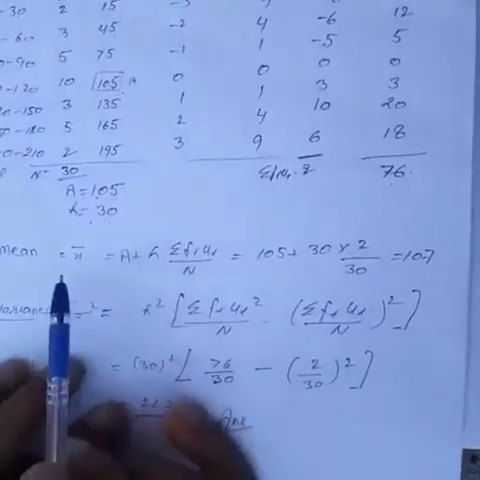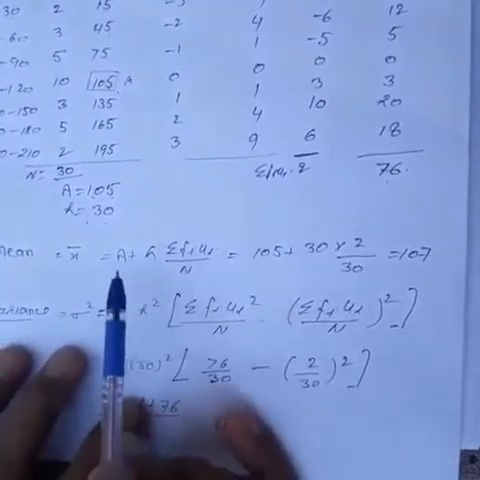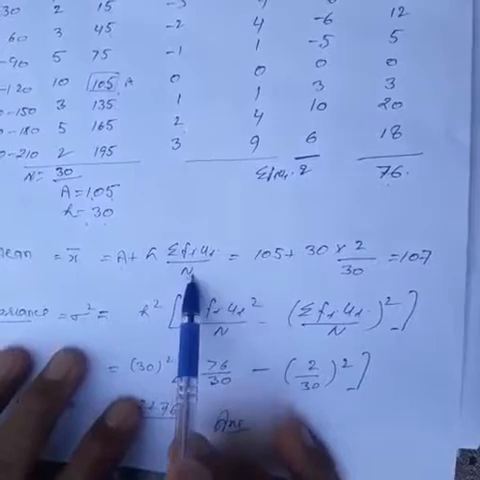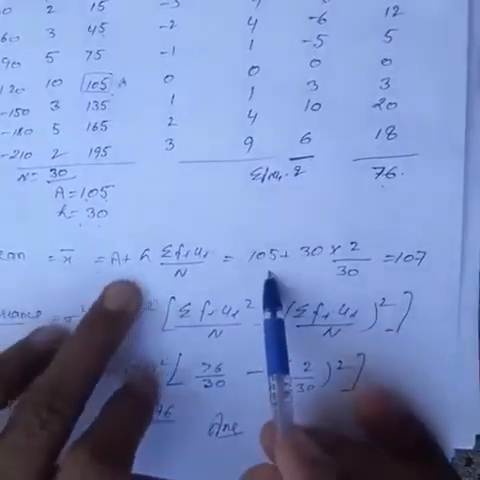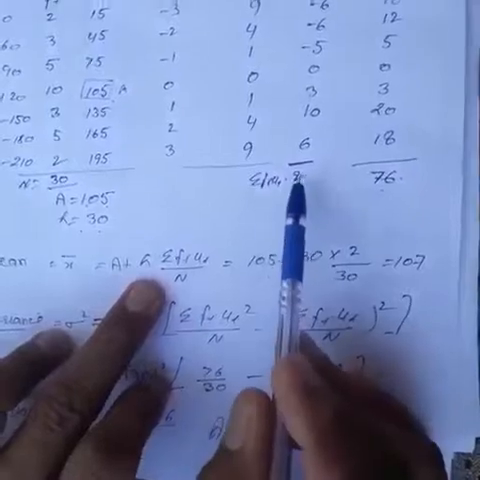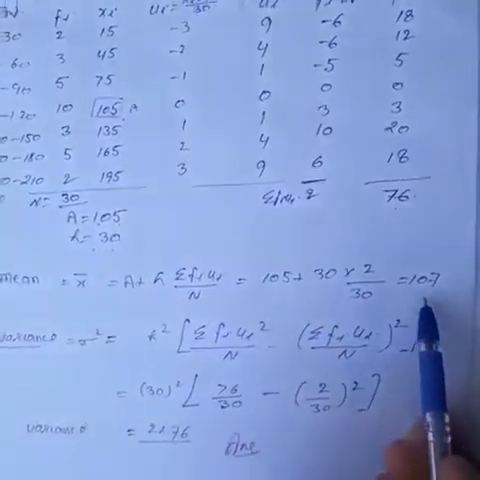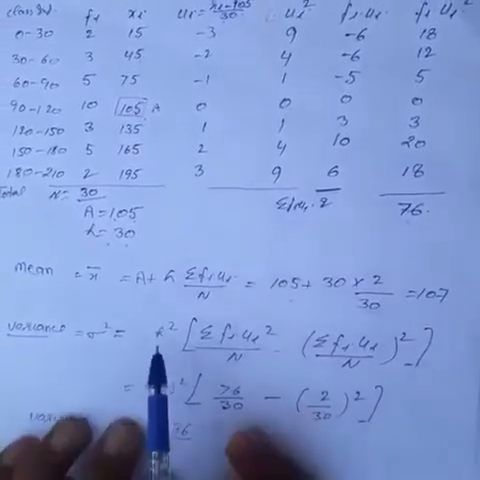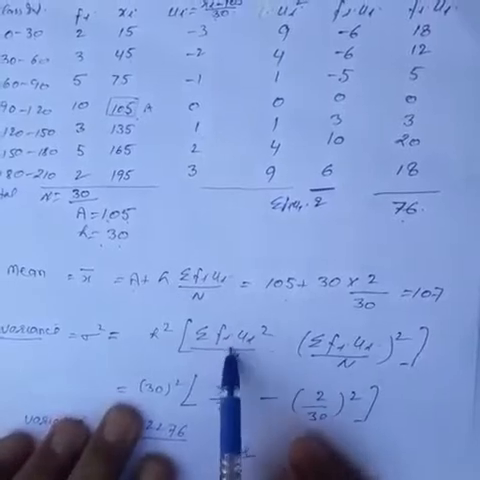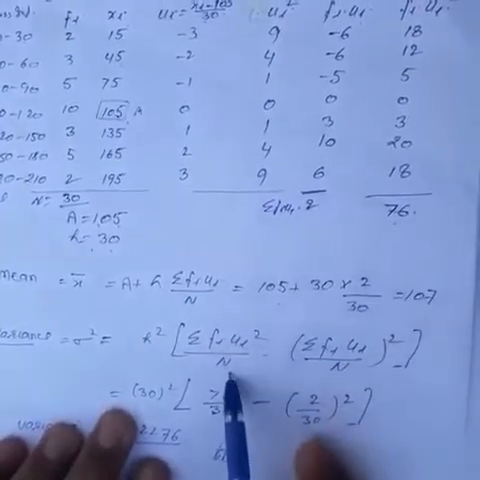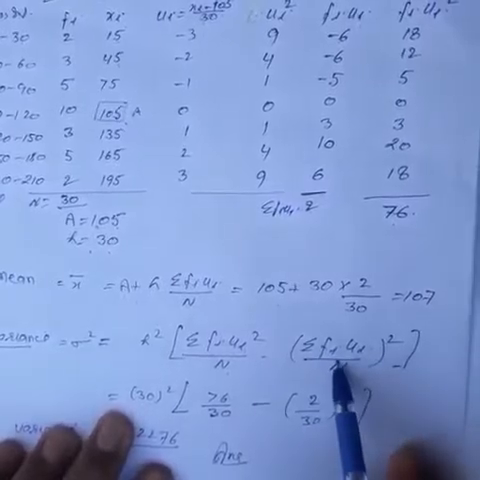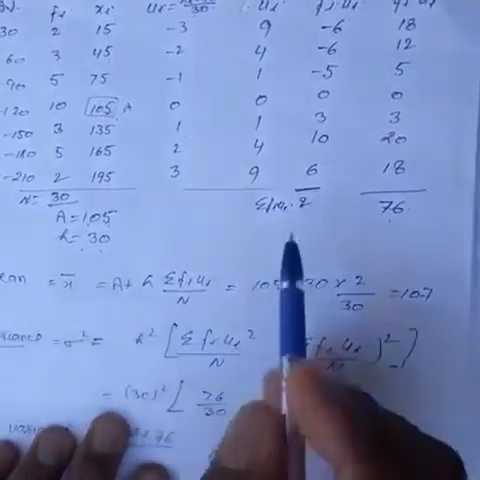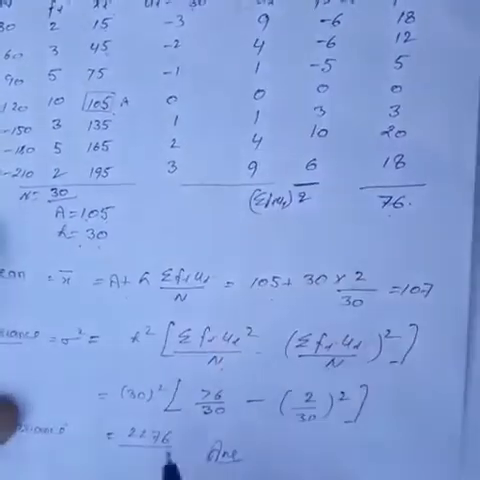Now calculate the mean. Using the shortcut method, the mean is A plus h into summation of fi ui upon N. You put in the values: A is 105, h is 30, summation of fi ui is 2, and after calculation it is 107. Then calculate the variance. The formula is h square into summation of fi ui square divided by capital N, minus summation of fi ui upon N whole square. So you can put the values here.